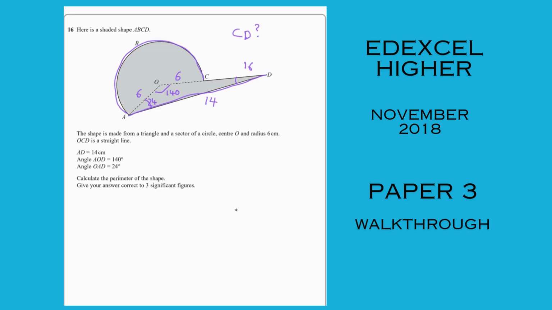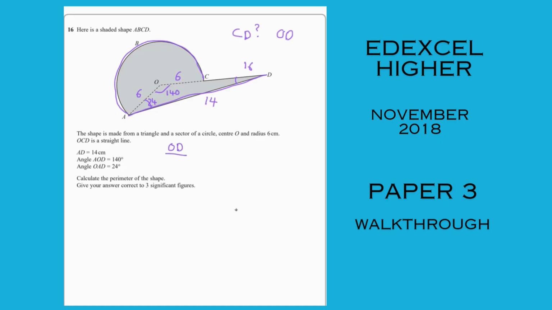Now, C to D is not the side of a triangle. O to D is, because if we found O to D, we can just take away 6. So that's the key. How do we find O to D? Well, we've actually got this triangle. O to D is opposite the 24. So we can find O to D, sine rule.